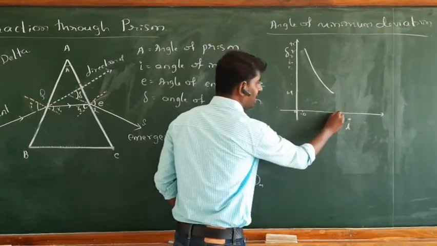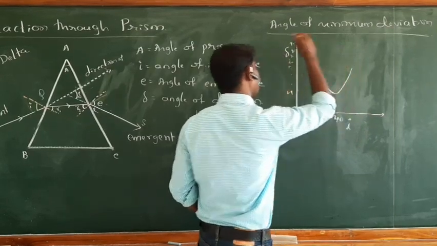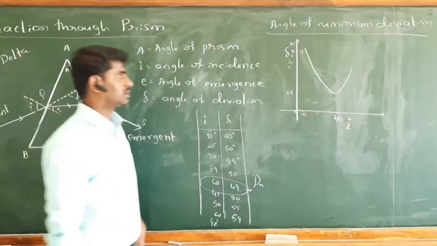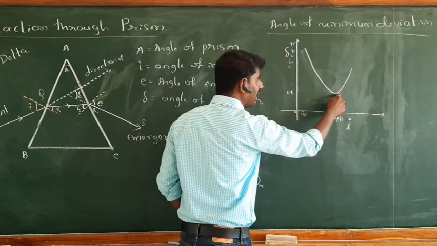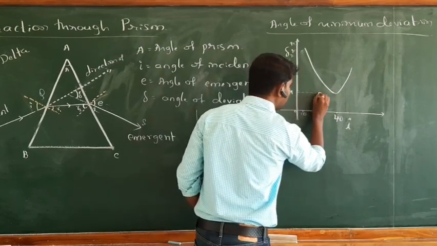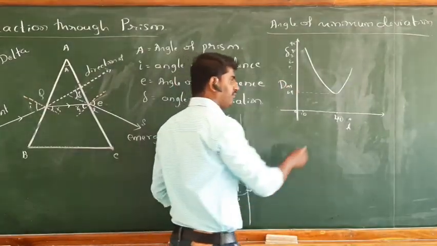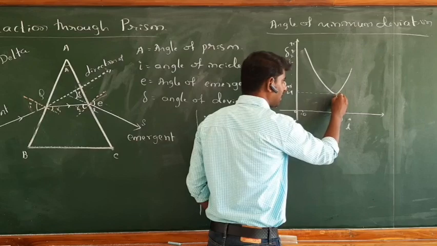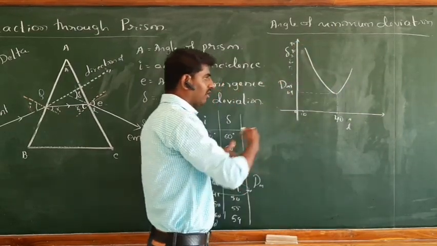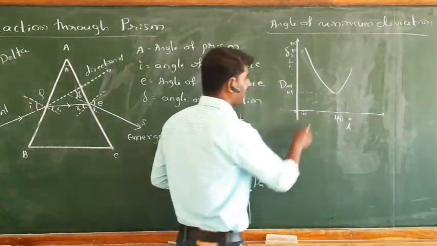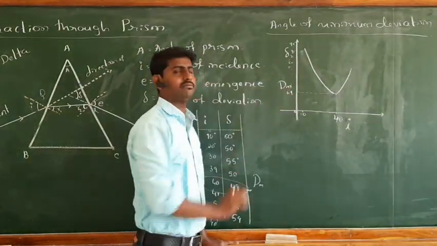And if I increase the angle of incidence further, then it starts to increase. Initially, as we increase the angle of incidence, the deviation is decreasing up to a particular value. What is that particular value? In our example, it is 49 degrees. Symbolically, this is Dm. If you increase the angle of incidence further, the angle of deviation again starts to increase. So for all the values from 0 to 90 degrees, there is a single minimum value, that is 49 degrees, and this is called the minimum deviation.